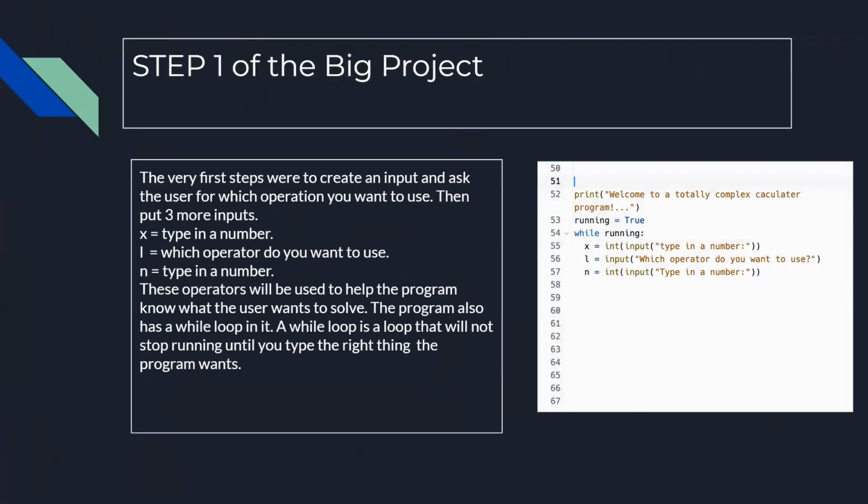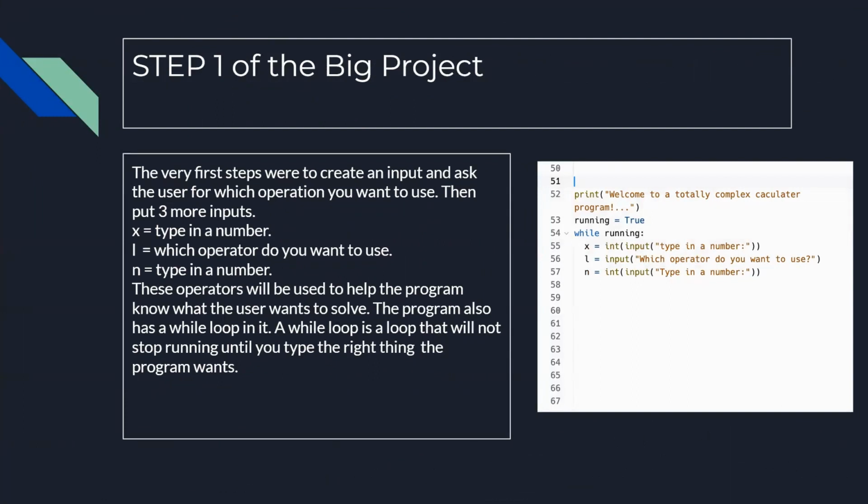Step 1. The very first step was to create an input and ask the user which operation they want to use. Then you put 3 more inputs. x: type in a number. l: which operator you want to use. n: type in a number.